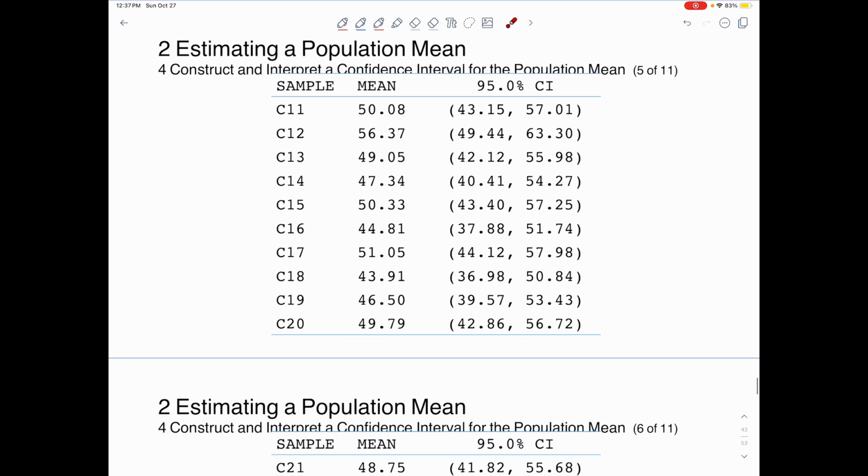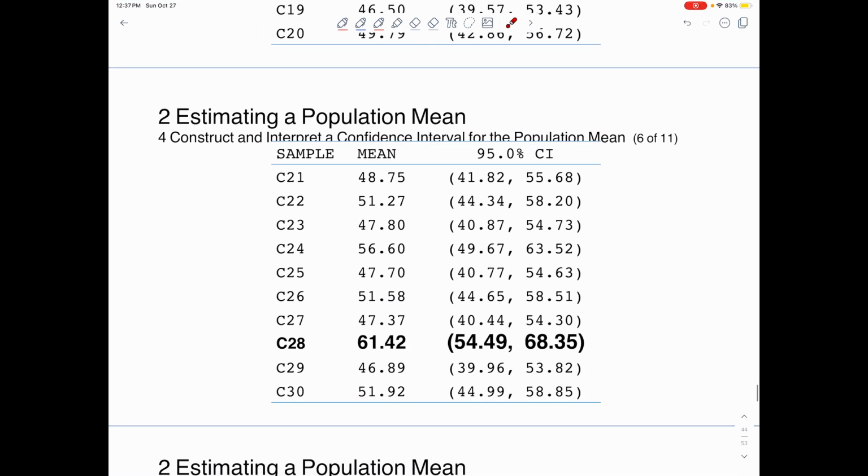We continue simulating and we notice all of these intervals contain the population mean. However, if we reach sample 28, you will notice that this interval does not contain the population mean, which is 50.